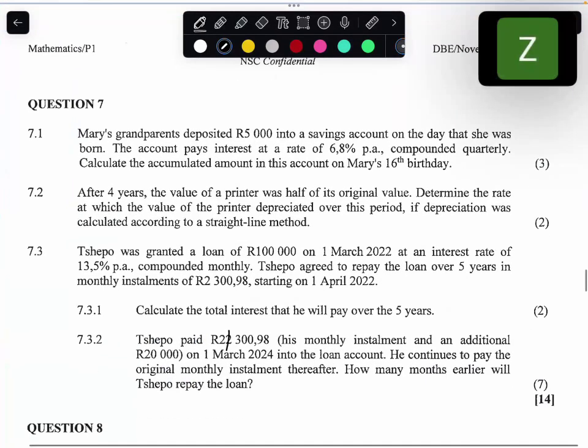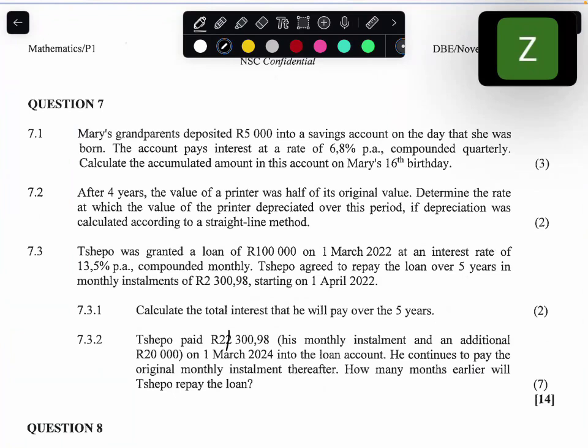All right, question 7. It said Mary's grandparents deposited 5,000 Rand into a savings account on the day that she was born. The account pays interest at a rate of 6.8% per annum compounded quarterly. Calculate the accumulated amount in this account on Mary's 16th birthday.